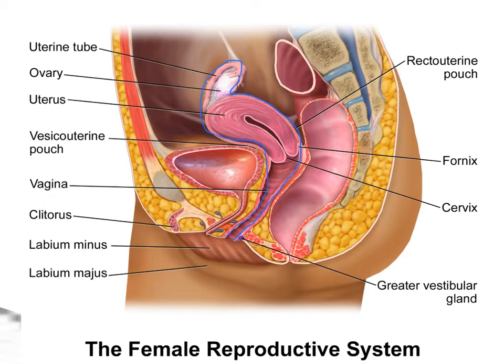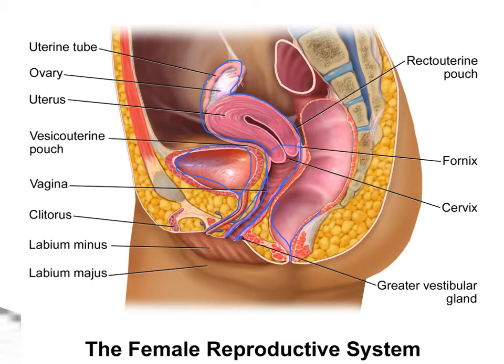Notice that there are no shared tubes. The vagina, the opening into the reproductive system, is completely separate from the urethra going into the bladder. And then we have the anus here going into the large intestine behind it. The vagina then leads to the uterus.